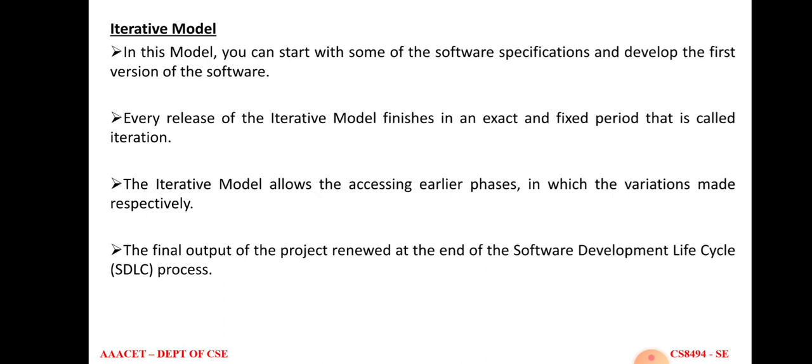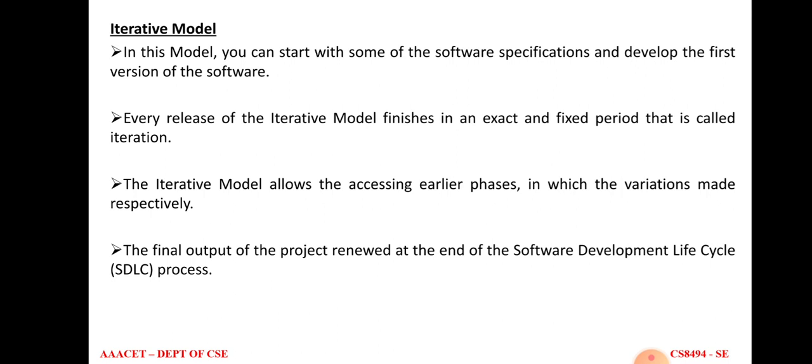And the last one is the iterative model. In this model, we can start with some of the software specifications and develop the first version of the software. By using this iterative model, we can develop the software by producing the initial version, which means we can deliver the software product in a small manner. After that, again we can get the feedback from the user. Then we can again refine the requirements to deliver the whole product to the customer.